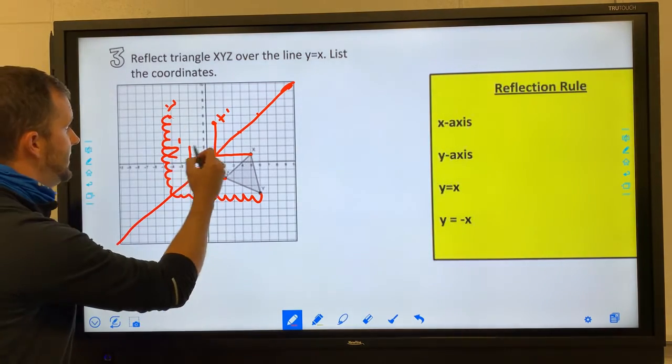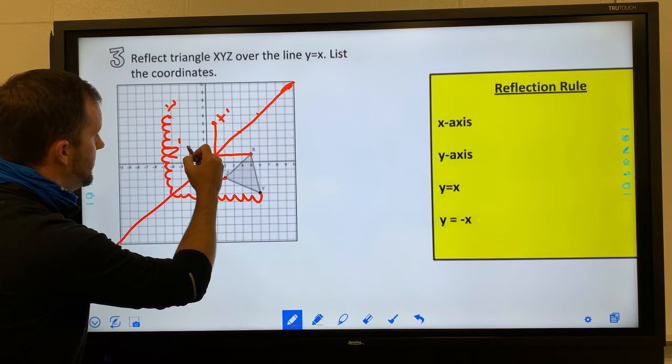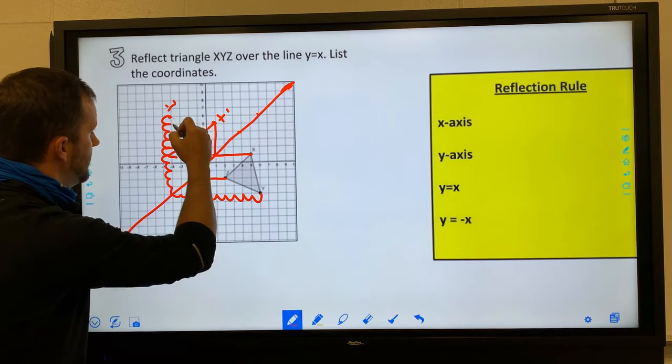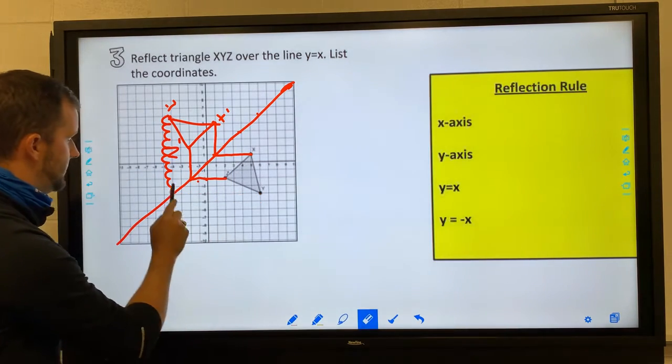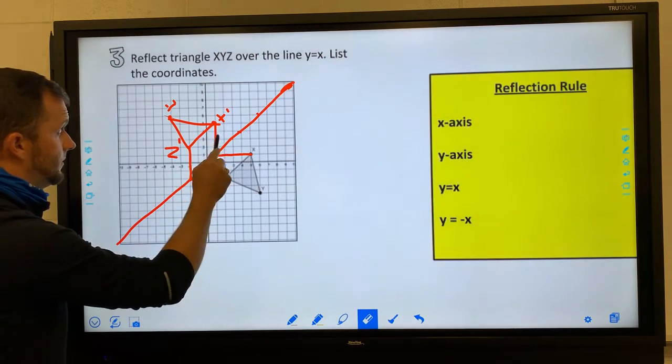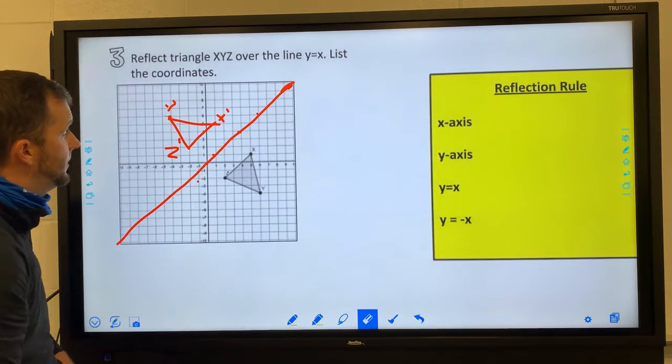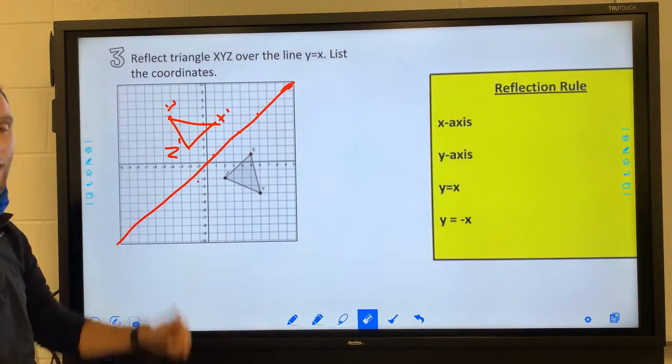And so now you can see, here goes that point right there, right there, right there, and right there. Let me clean this up a little bit so we can see this. Boom, boom, boom, boom. And there goes your reflection over that line, okay?